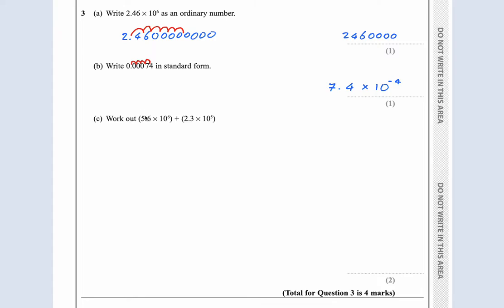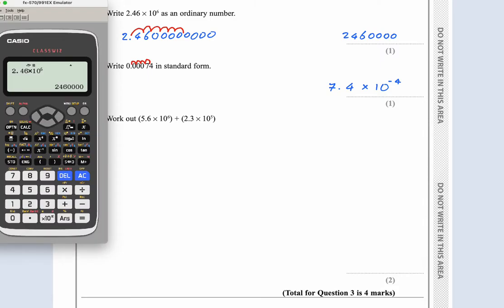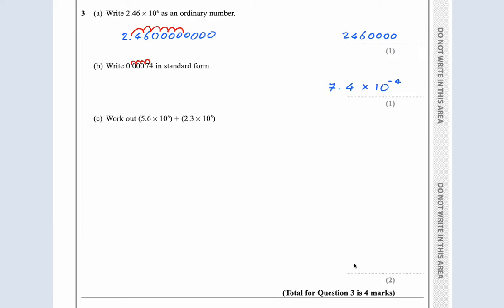Okay, work out this plus this. So I can just use my calculator here, guys. It is 5.6 times 10 to the power of 6 plus 2.3 times 10 to the power of 5, which is 5830000, 4 zeros. So it's 5, 8, 3 with 4 zeros.